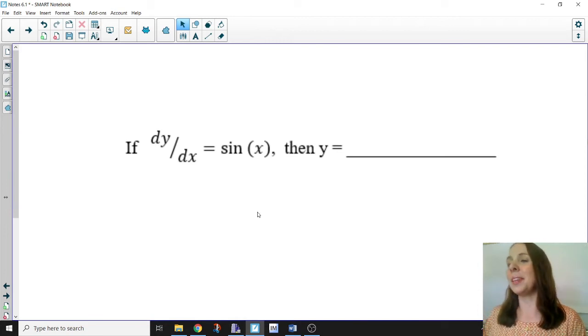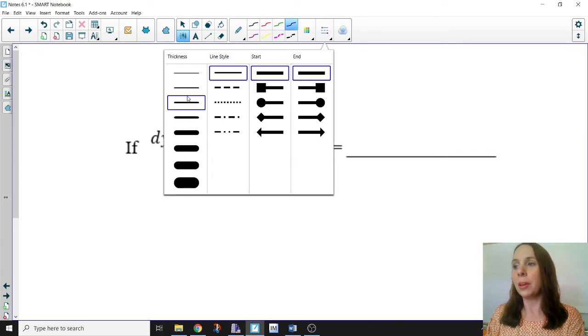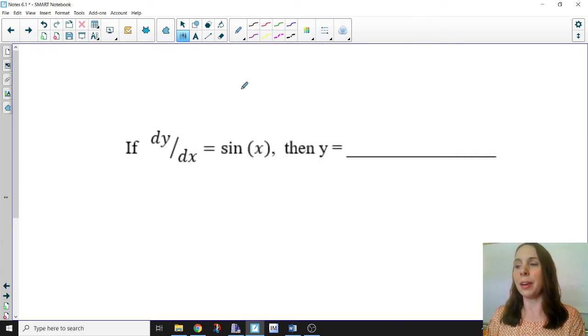All right, so let's start with something that you should already know. Okay, this doesn't look too scary, right? That title slide looks scary, I admit. But this shouldn't look scary. If the derivative equals sine of x, then what is y equal to? If the derivative of y, I should say, is sine, then what is y? Okay, it's the antiderivative, right? Which is negative cosine of x plus c. Does that look familiar? I hope so.